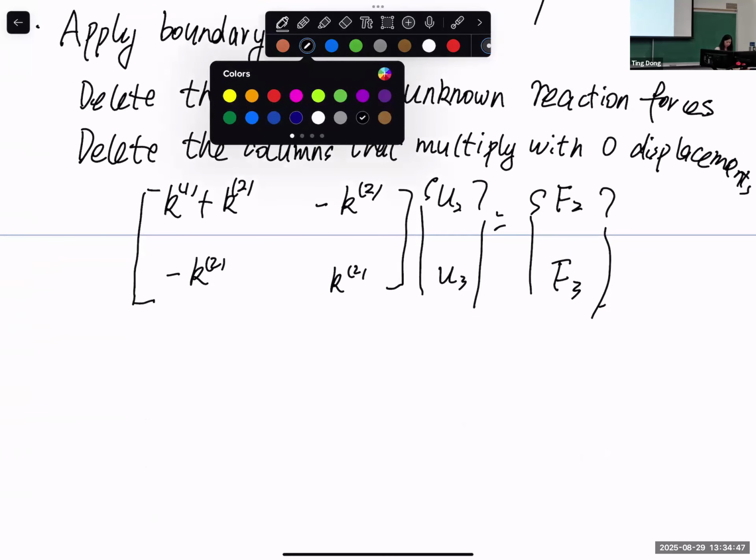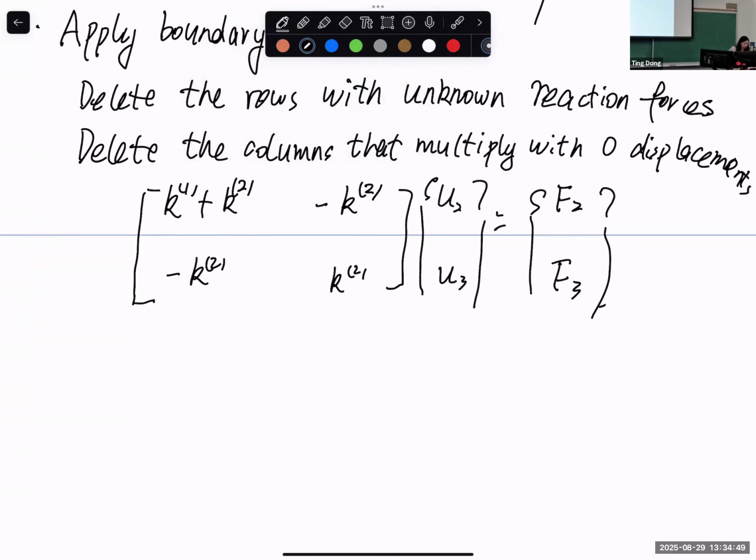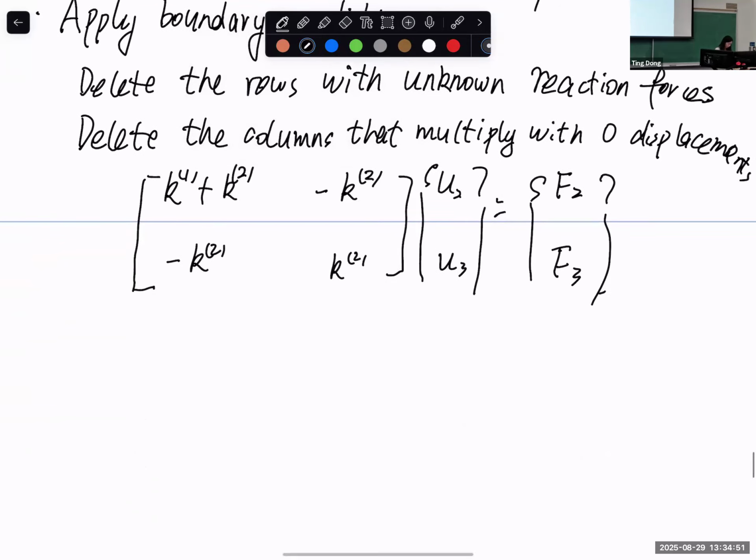For this matrix equation after applying boundary condition, we define this as the global matrix equation. Again, you don't need to remember the names, like element matrix equation, structure matrix equation, global matrix equation after applying boundary condition. You need to understand this and know how to solve your problem.